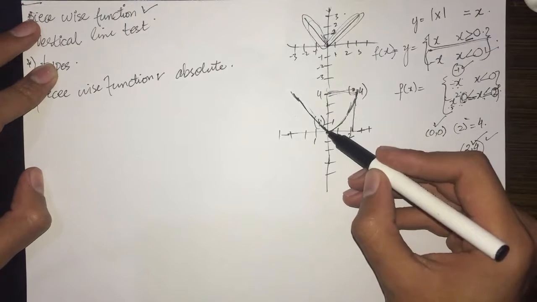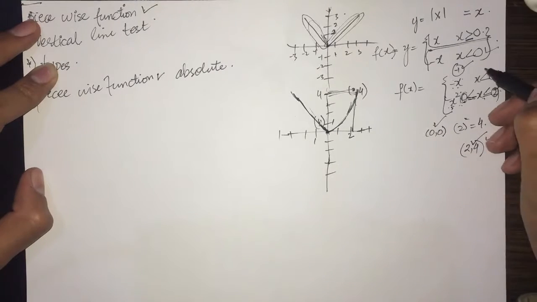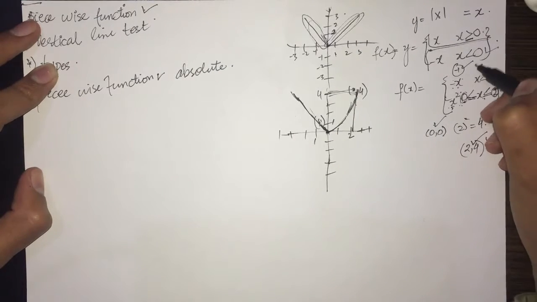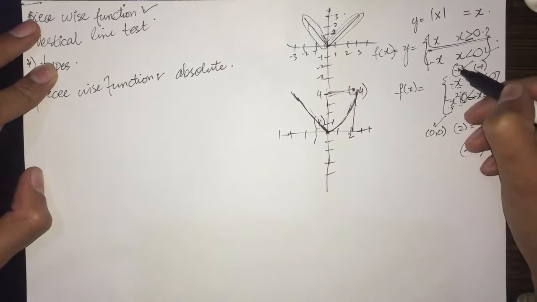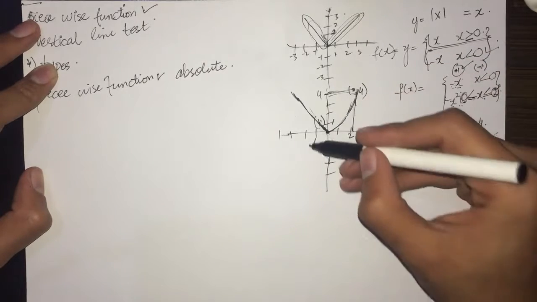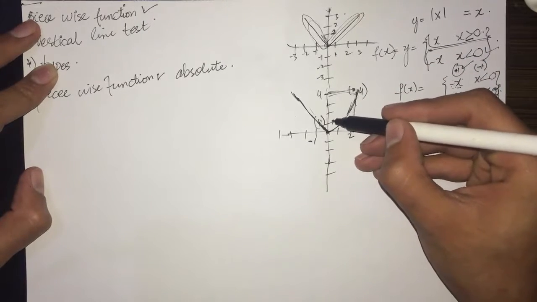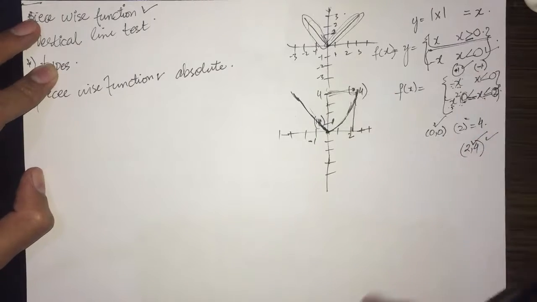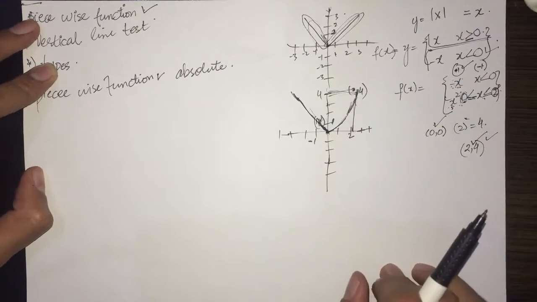So here x is minus 1, and when I put x minus 1 into minus x, minus into minus will make it plus 1. So here x is minus 1, and the y is positive 1. So that was how you graph a piecewise function.